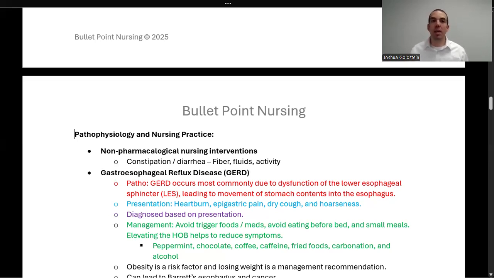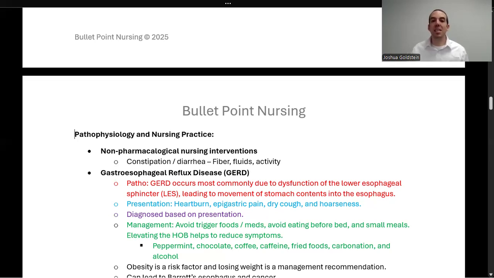So we definitely want to recommend the patient not eat 2 to 3 hours before bedtime, because we want that food out of the stomach before they lie flat so that it doesn't come back up into the esophagus. Also, we could tell them to eat small meals. Again, if the stomach's not as full, there's less chance of it coming back up into the esophagus.